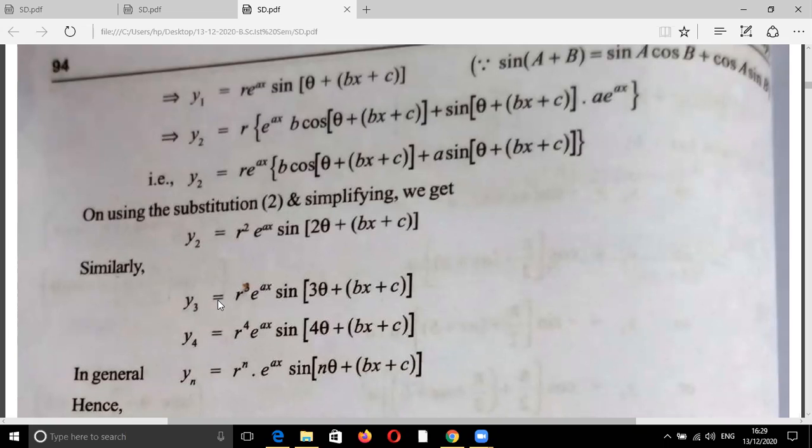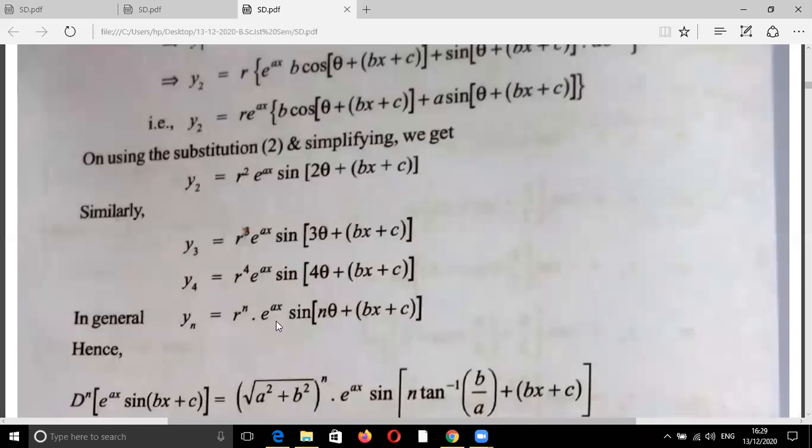Now y3 equal to, y2 means you are getting r square, y3 means you will get r cube, e to the power ax as it is, sine of 3 theta plus bx plus c, because y2 had 2 theta. Similarly y4 means r to the power 4, e to the power ax, sine 4 theta plus bx plus c. Now if you replace 4 by n, yn equal to r to the power n, e to the power ax into sine n theta plus bx plus c. Because y4 means 4 theta, y3 means 3 theta, yn means you get n theta.